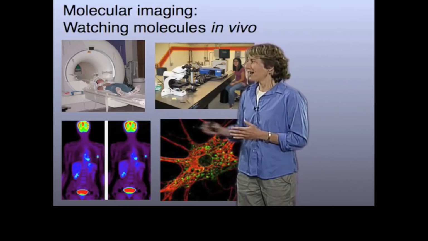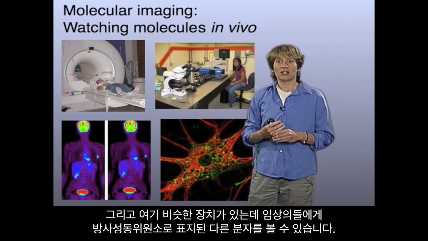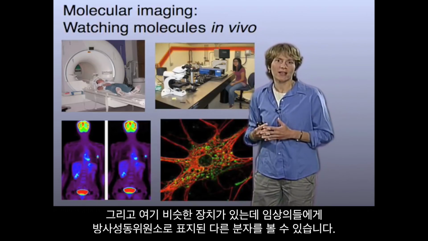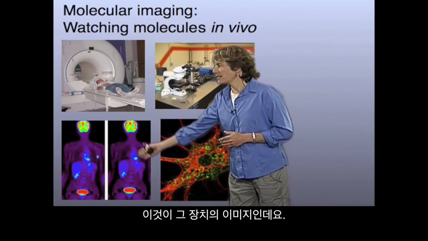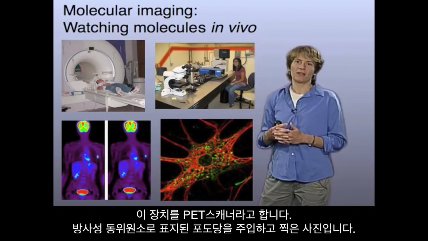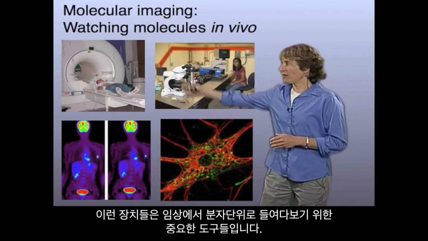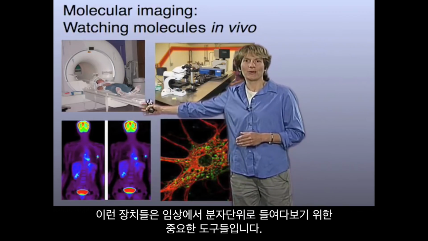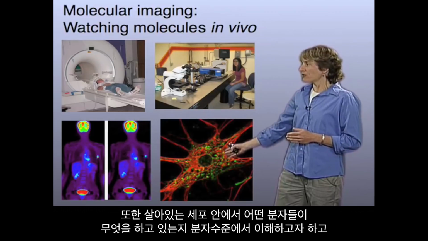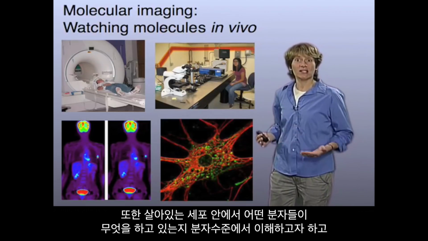for many of us. And there are devices very similar to this one which allow clinicians to look at other molecules in our bodies, molecules that are radio-labeled, for example, and that's what this image is here. This is called a PET scan of a human body that has been injected with a radio-labeled version of glucose. Now, these are important tools for looking at molecules in clinical settings, but we also like to look at molecules in research settings, particularly to understand what molecules are doing inside living cells.